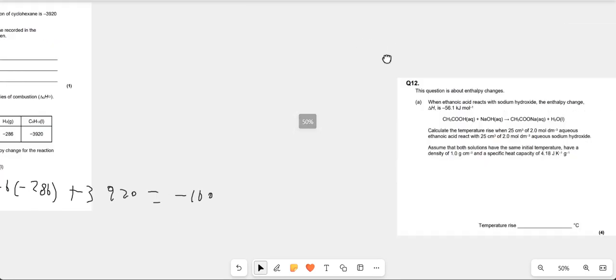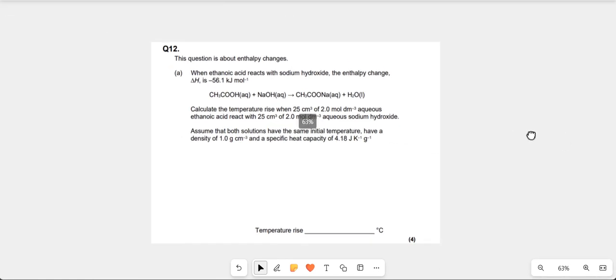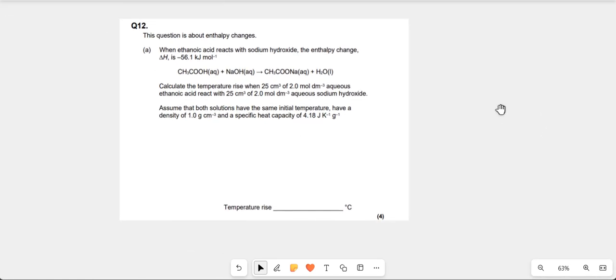Alright. Question 12. When ethanoic acid reacts with sodium hydroxide, assume both solutions have the same initial temperature and have a density of that. Calculate the temperature rise. So I'm gonna need to find delta T again. It's the same process: find the moles.